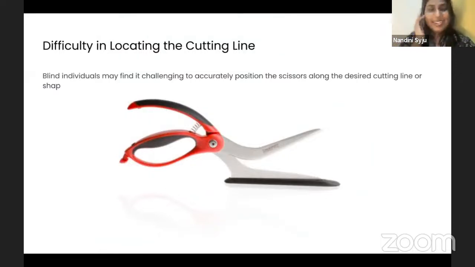So let's look at one of the main pain points. The main one is that if you're visually impaired, you are not going to know where to start, where to end, and the route, right? So it's going to be difficult to locate the cutting line. So this is what you're going to do first. You're going to first identify what are the difficulties, what am I trying to solve, what is the problem that I am going to overcome, right?